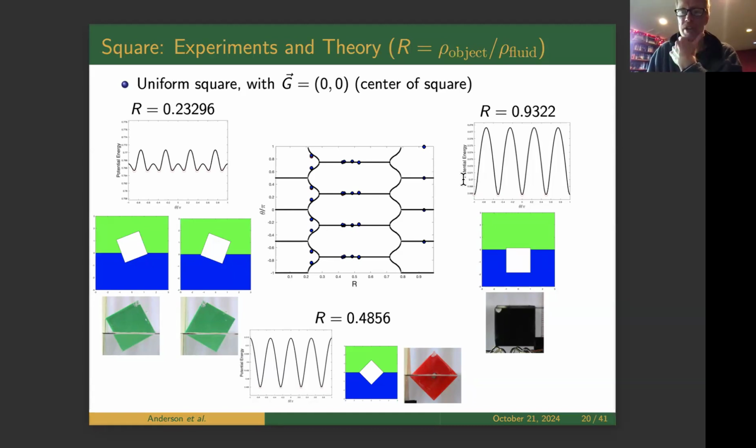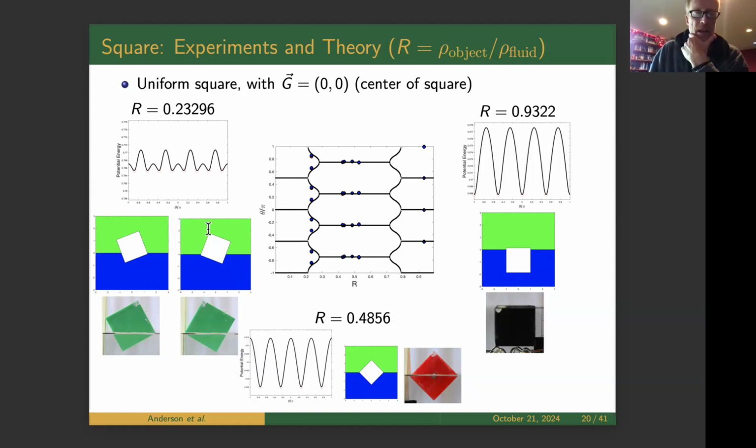And then the potential energy function has 4 minima, and that's what these solid lines are. The 4 points here at around 0.9 are actual observations of floating objects. Similarly, in this middle range of density ratio, these objects float corner up. So here's an example of a red square. It happens to have a nail in the middle, floating corner up.